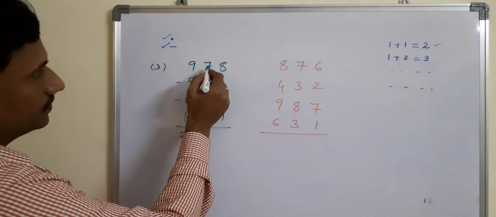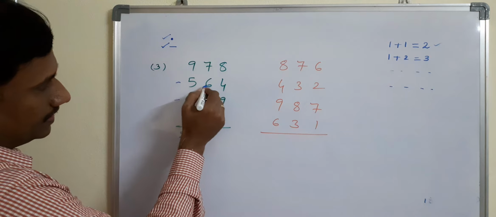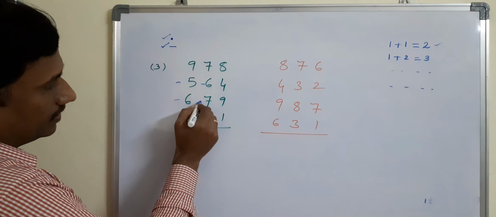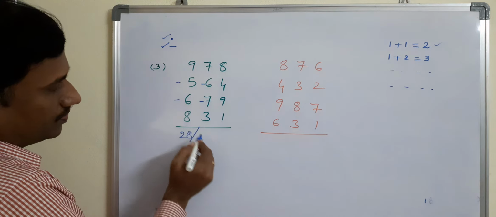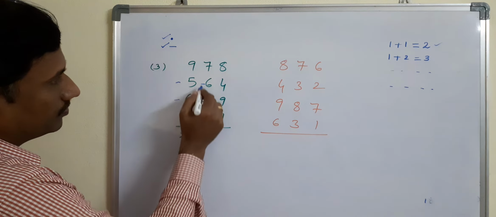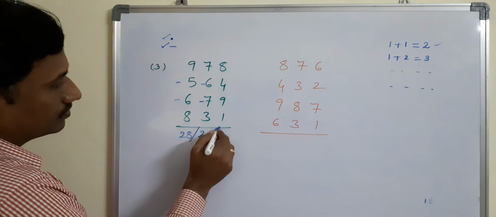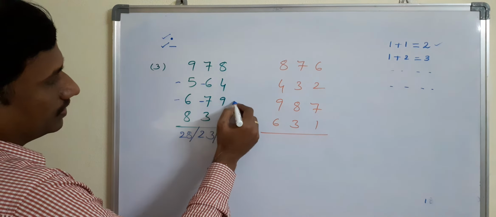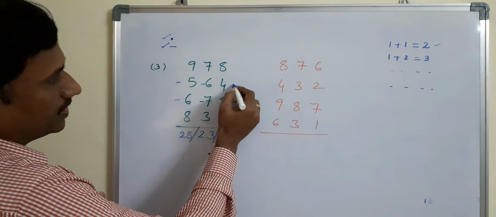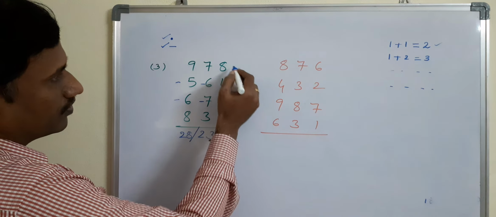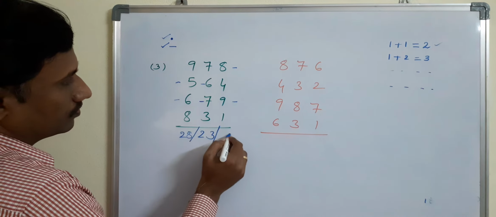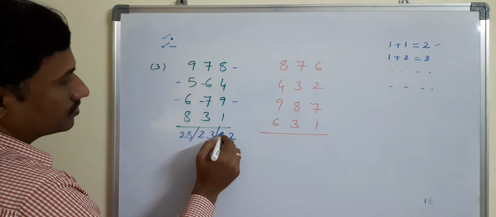Now this one. 7 plus 6, 13. 13 means bar 3. 3 plus 7, 10. 10 means bar 0. 0 plus 3, 3. How many bars are we having? 2. Slash. Next. 9 plus 1, 10. 0. 0 plus 4, 4. 4 plus 8, 12. 12 means bar and 2. Then how many bars? 2.